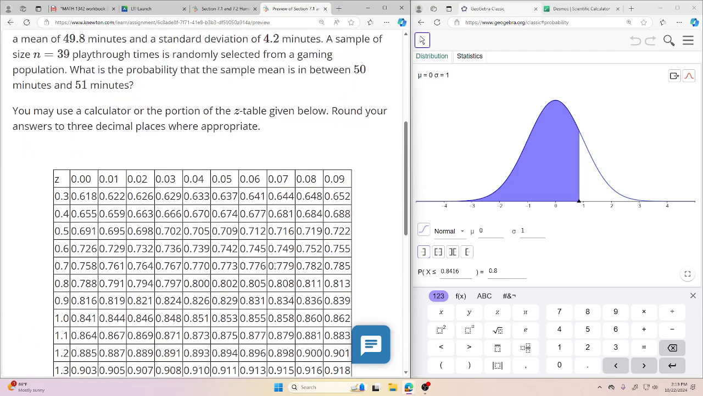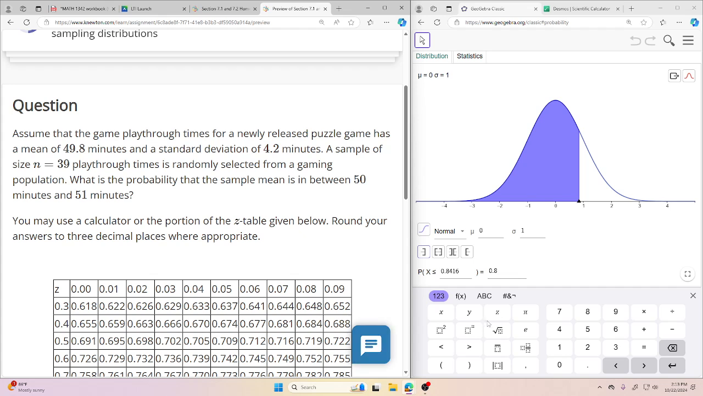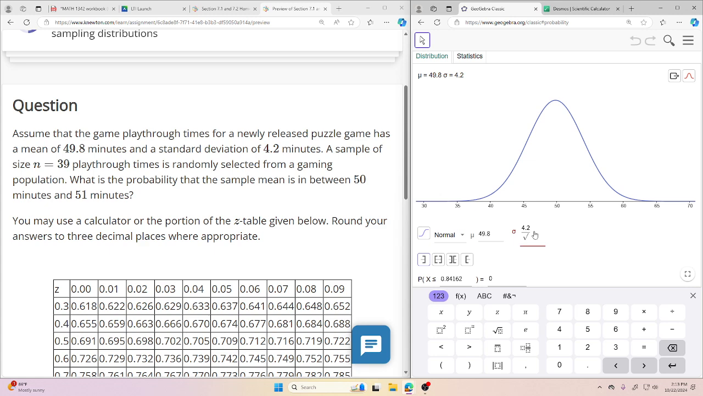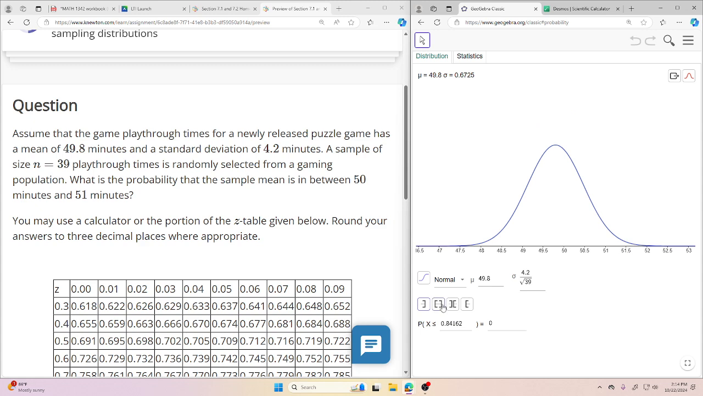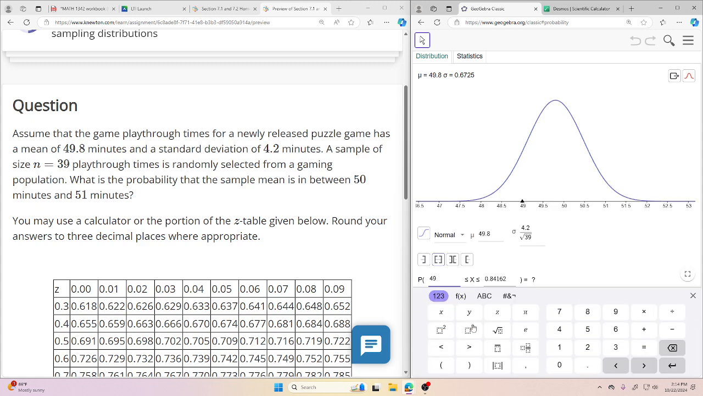Okay, this one's one that we just cheated on, so let's do it together. What's my mean? 49.8. What's my standard deviation? Of the 39, square root of 39. Yep, right there. And it says between 50 and 51. So I'm going to click the between button and put in 50 and 51. There we go.